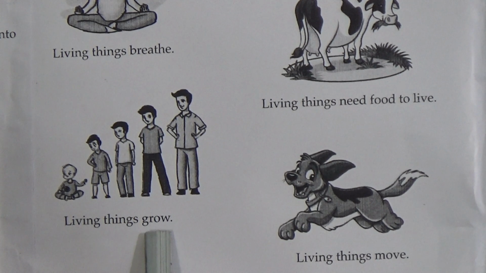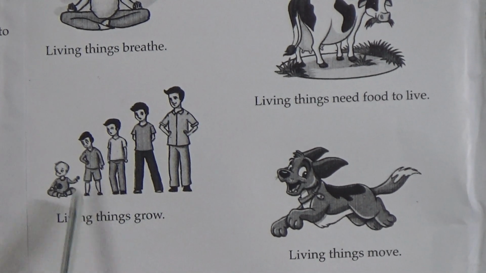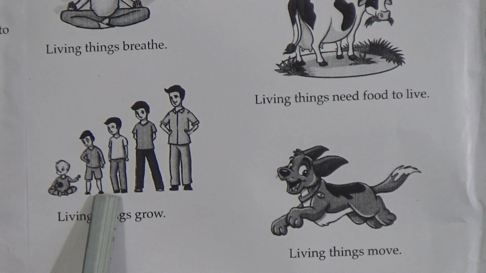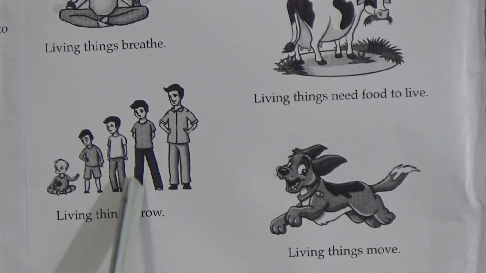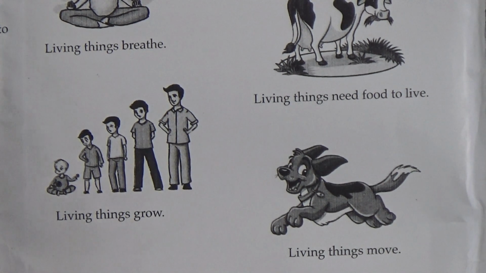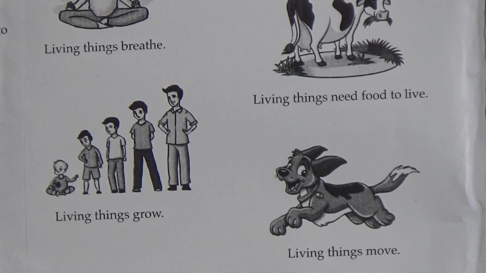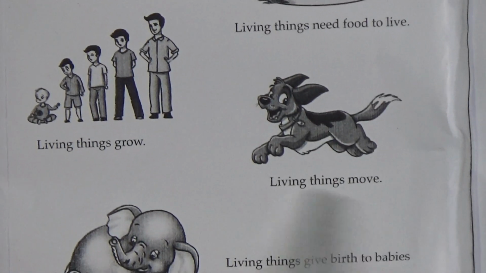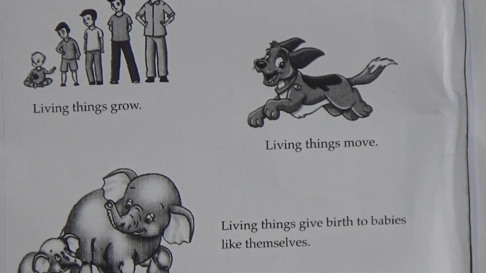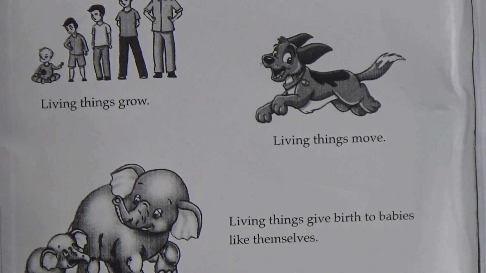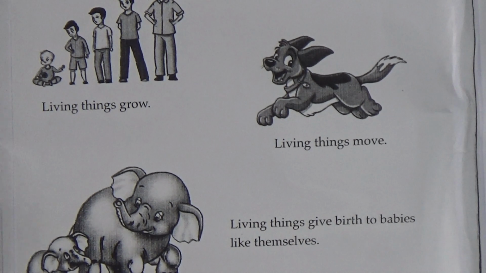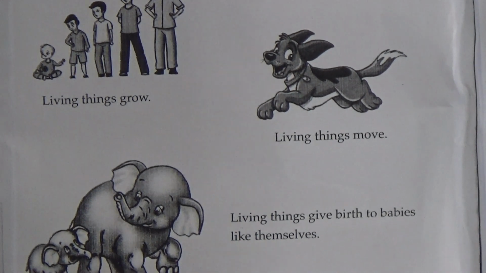Living things grow. Here you see there is an infant and a little boy, then a young boy, a young man, and an older person. So living things can grow, and also living things can move, like you can move from one place to another. A cat, bird, butterfly, insect, they can move from one place to another. So they are living things.